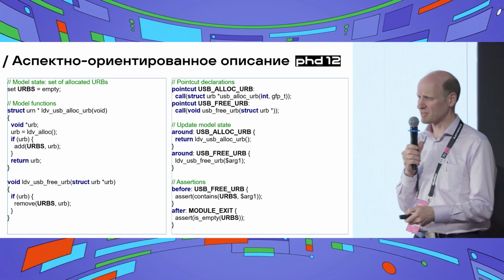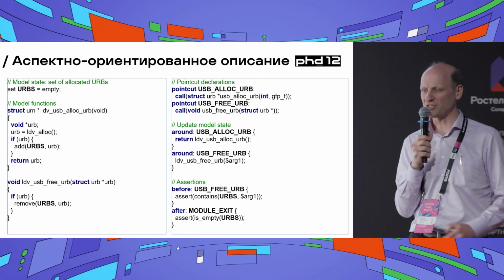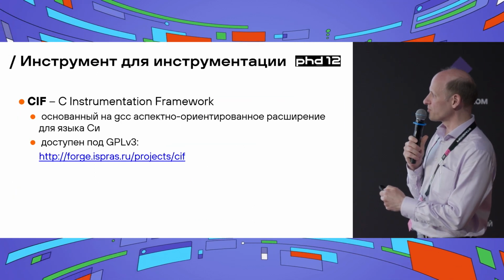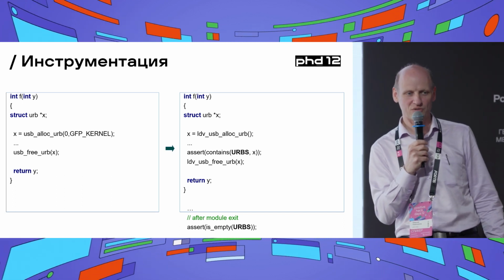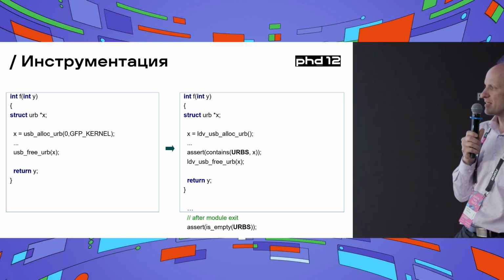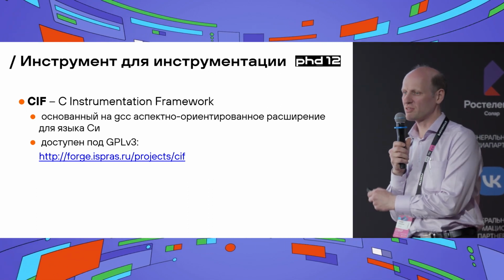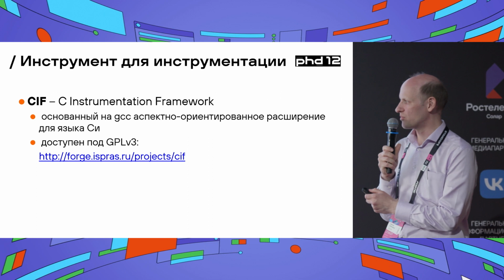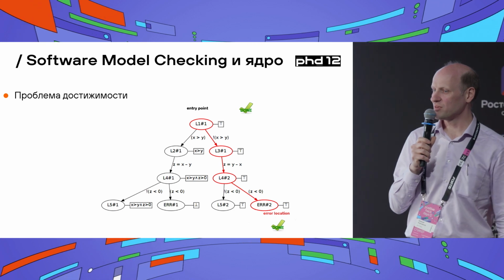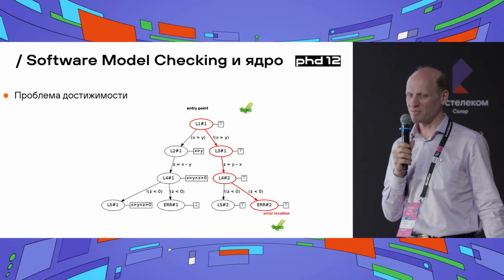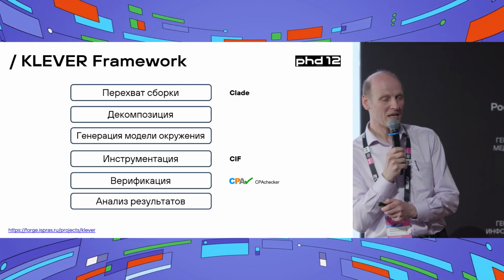and here we add code that works with the model state and different assertions. As a result, we get a modified code which contains everything that is needed for us to check the availability of erroneous error locations. It's an instrumentation framework on the basis of C, and as a result, we solve the problem and use that tool and see what happens as a result.